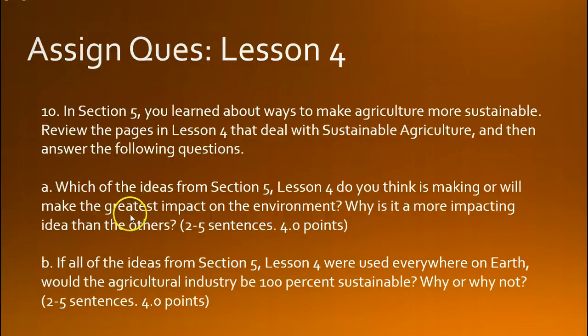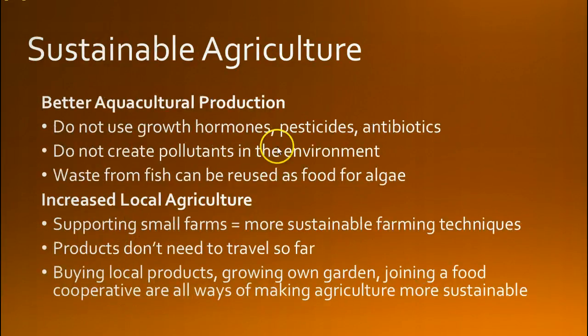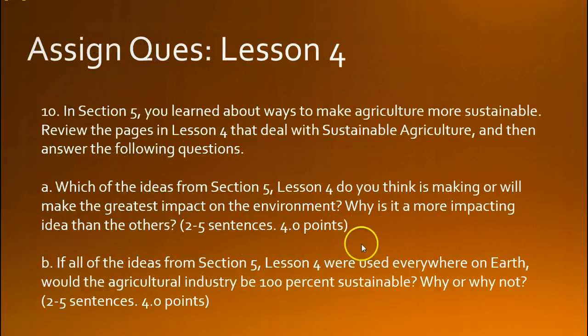Which of those ideas from section 5 do you think is making or will make the greatest impact on the environment? Would it be better crop production, better livestock production, better aquaculture production, or increased local agriculture? Which of those do you think would have the most impact on the environment? And why would that have more impact than the other ideas? So you kind of decide. Again, there's no really right or wrong answer, but make sure that you explain the answer you chose.